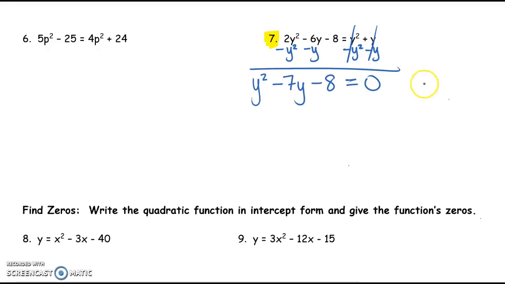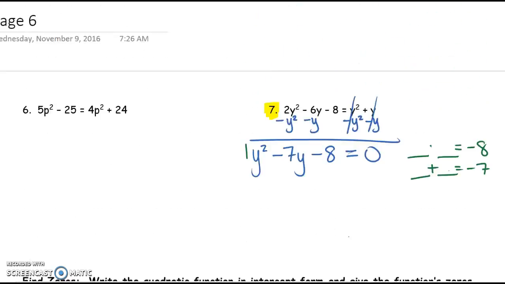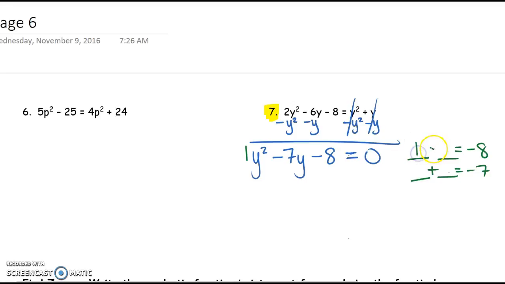So when we're factoring, we're looking for two numbers whose product is negative 8. Our a value is 1, so you can multiply 1 times negative 8, but you're still going to get negative 8. And the sum has to be our middle number, negative 7. That would be 1 and negative 8.